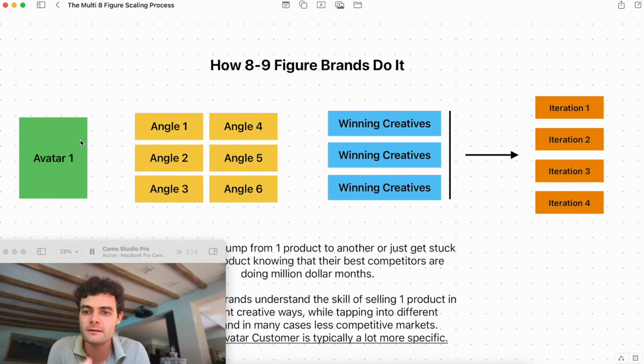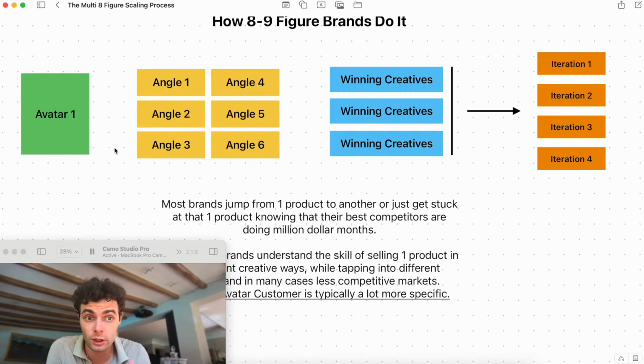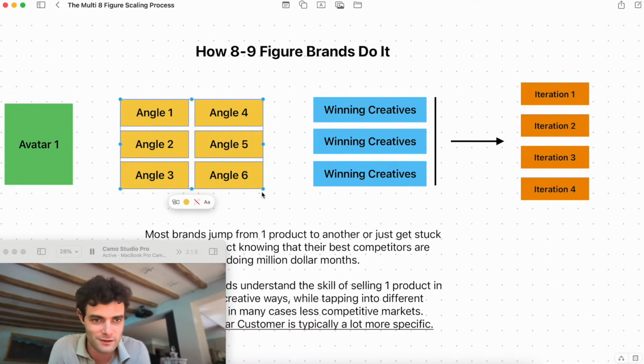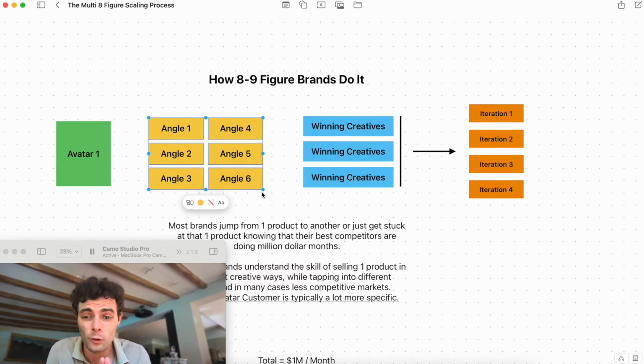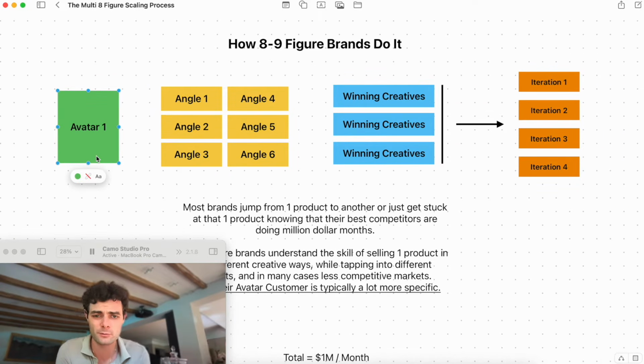Okay, so number one is the avatar itself. They are a lot more specific in coming up with avatars and doing a lot more research. I'm going to go into that part in just a second. But as you can immediately notice, they do their iterations, they find their winning ads, but they test a lot more angles. And if I could fit more in this diagram, I would. But they test way more angles. So they're good at selling the same product in 50 different ways instead of just 1 or 2 or 3 different ways. And their avatar customers, as I said, are typically not super broad.